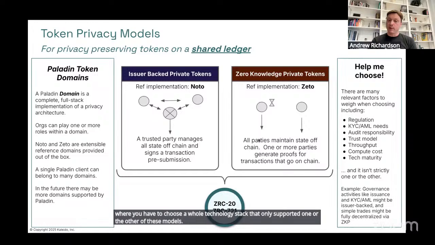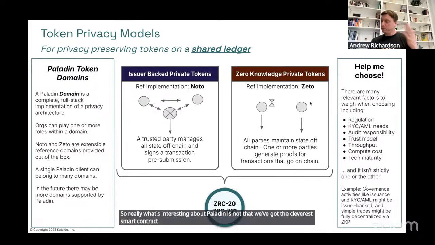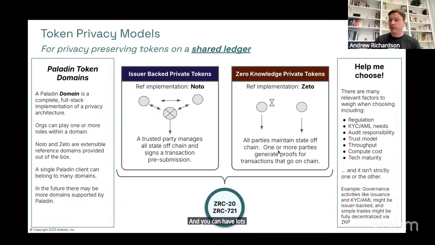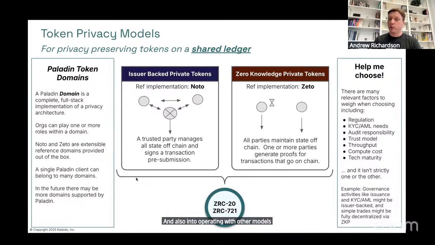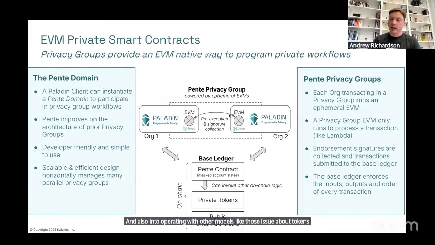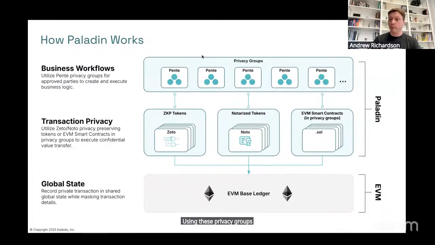So really what's interesting about Paladin is not that we've got the cleverest smart contracts for zero-knowledge proofs, although the ones built in are very good. It's the fact that it's not limited to just those smart contracts. And you can have lots of different implementations with different cryptography, all working together in the same Paladin runtime, and also interoperating with other models, like those issuer-backed tokens and like those EVM privacy groups. And that's why we get to this picture, where you can have all of these models existing on top of a common shared ledger, and you can program across them using these privacy groups. True programmable privacy, which is what we really need to get to.